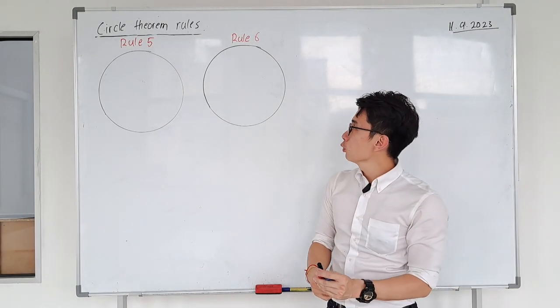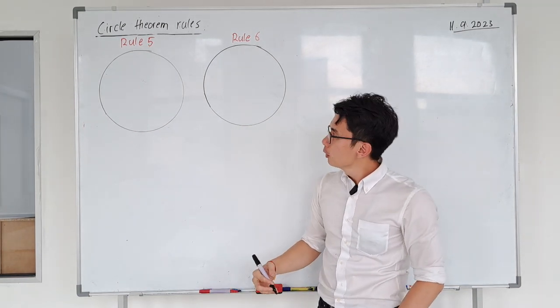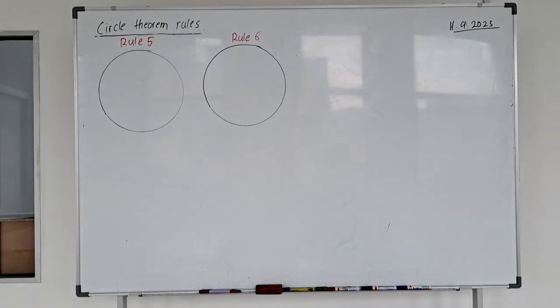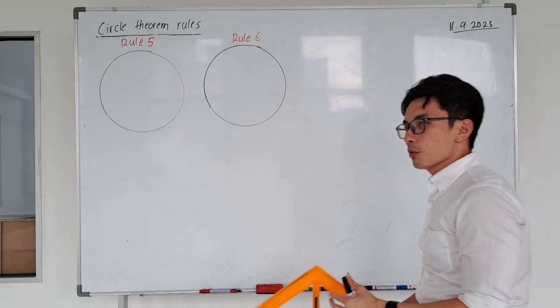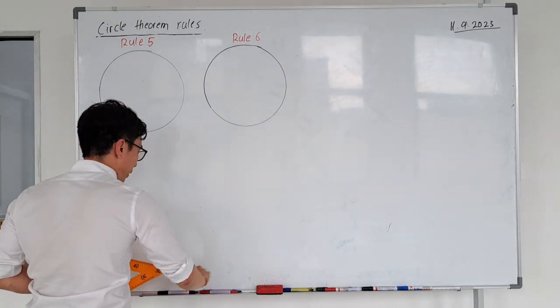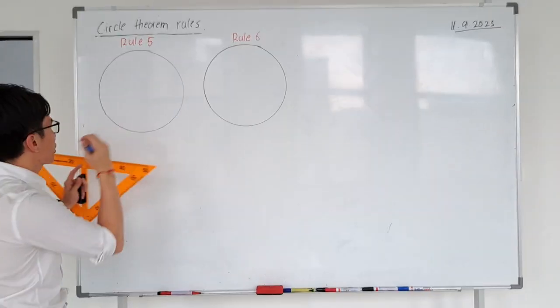Okay, so moving on to rule number 5 and rule number 6 in circle theorem. For rule number 5, I'm going to introduce another part of a circle, which is called a tangent. So what's a tangent? To build up to your understanding of tangent, I will just draw some lines to refresh your memory very quickly.